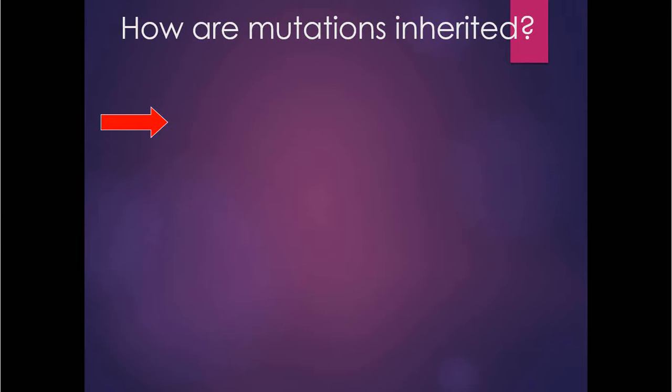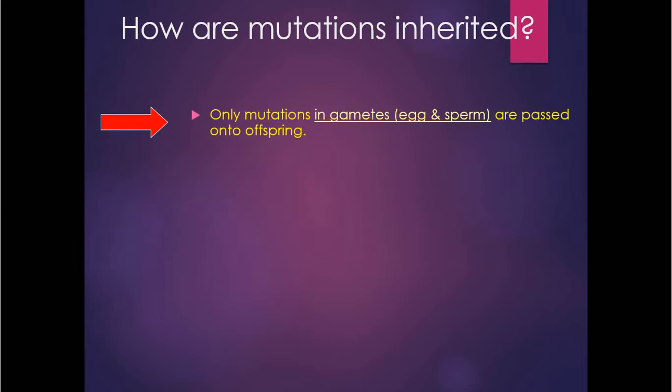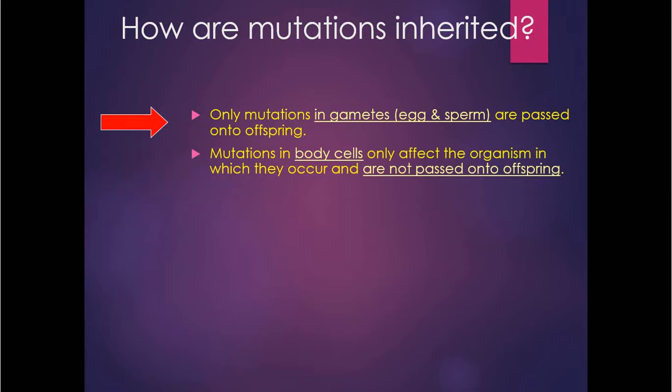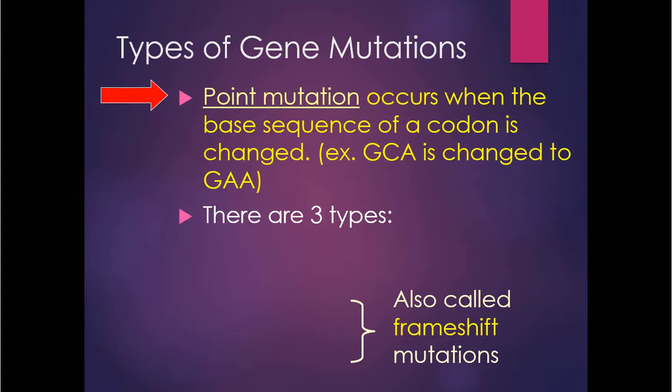Now, how are mutations inherited? Mutations are only inherited from parent to offspring if they are present in the germ cell. Mutations in the body cell only affect the organism in which they occur and are not passed on to the offspring. Types of gene mutation.